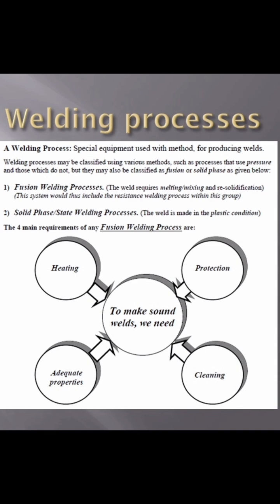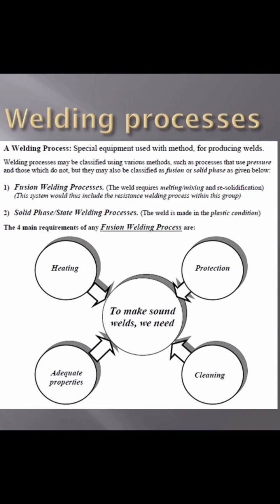At the center, we have "to make sound welds, we need", and branching out from that are the four main requirements. 1. Heating. You need proper heat input to cause melting of base metals and filler metals. Too much or too little heat can weaken the weld. 2. Protection. Protect the molten weld pool from contamination. This is often done using shielding gases or flux to prevent oxidation and to protect the weld zone from ingress of gases such as hydrogen and oxygen.